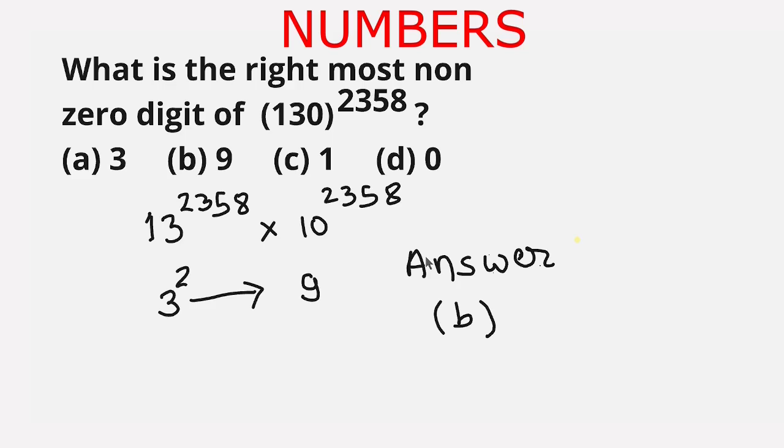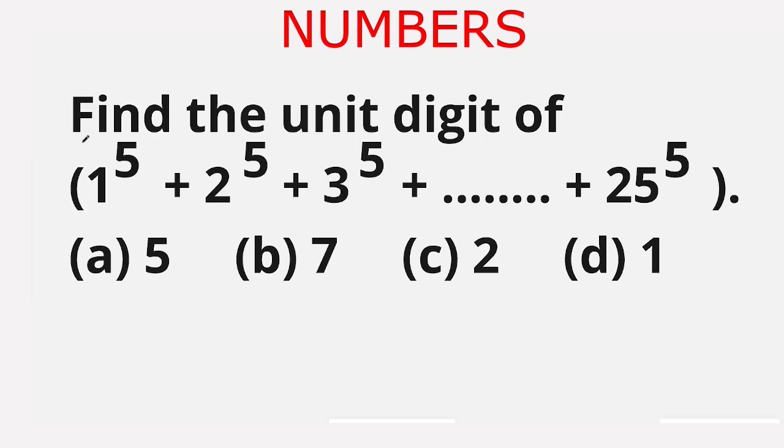We go to the next question. Our question is, find the unit digit of 1 to the power 5 plus 2 to the power 5 plus 3 to the power 5 plus, and this continues up to plus 25 to the power 5. The given options are option A 5, option B 7, option C 2, option D 1.